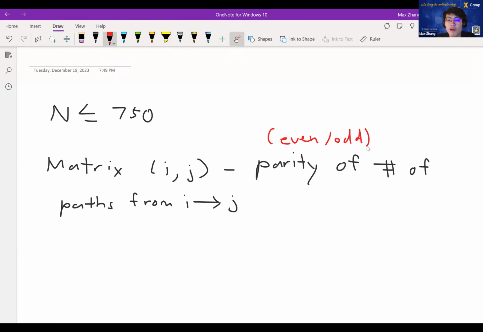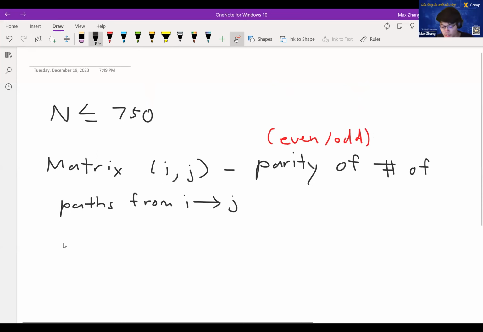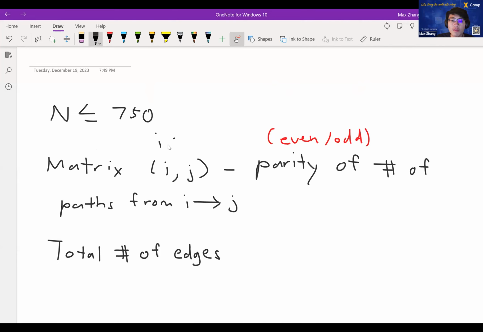And now our task is to determine the total number of edges. We want to count the total number of direct edges in this graph, with i less than j. So how should we approach this problem?